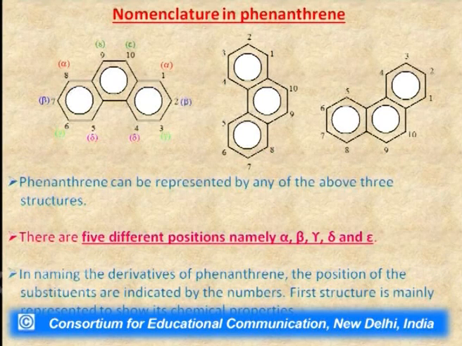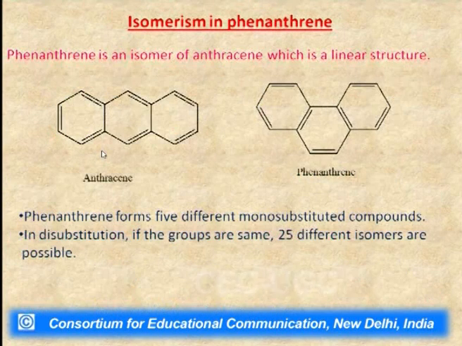The hydrogens which are identical at the 1 and 8 positions are alpha, then at the 2 and 7 positions are beta, at position number 3 and 6 are gamma, position number 4 and 5 are called omega, and the rest 2 are called epsilon hydrogens. In naming the derivatives of phenanthrene, the position of the substituent can be indicated by the numbers only. And the first structure is mainly used in all the reactions to designate the position of the substituent.